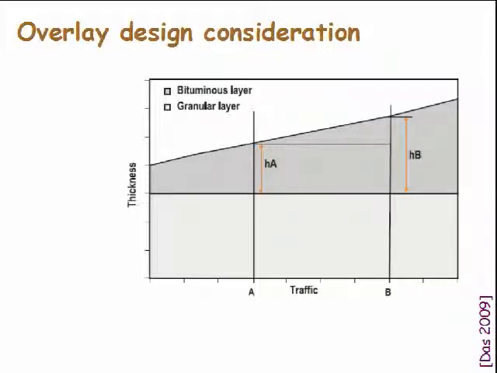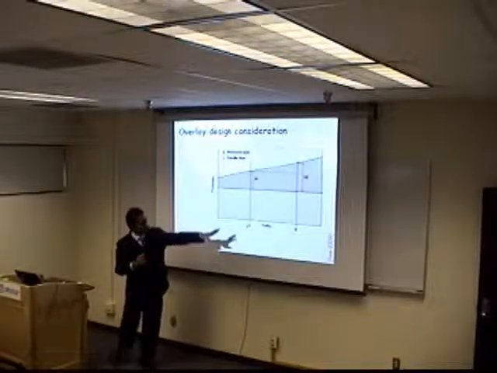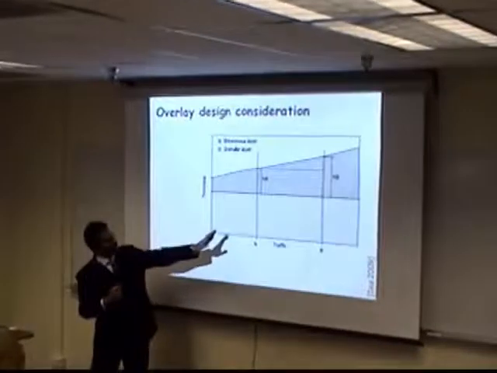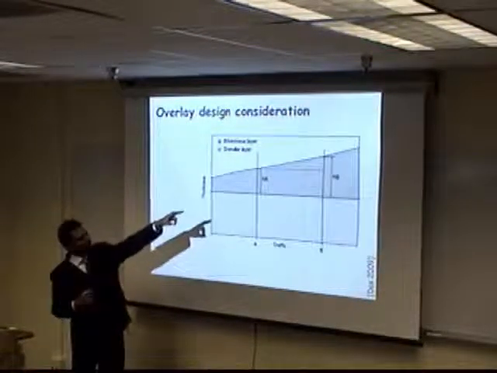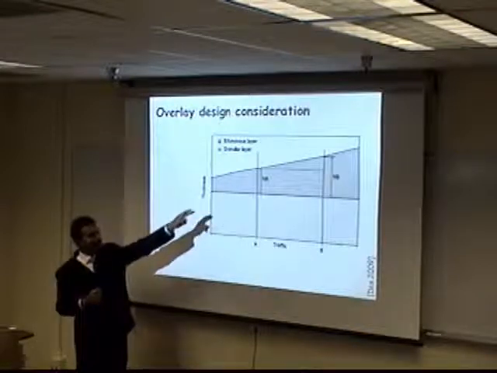Now, once again, this is a little bit of classroom material, and I'm going to skip this just quickly. If this is my granular layer thickness, this is my bituminous layer thickness for the traffic A, and that is the bituminous layer and granular layer thickness for the traffic B. So after the expiry of the traffic B, I am not going to actually put the thickness, which is the difference between these two, shown as HB minus HA.